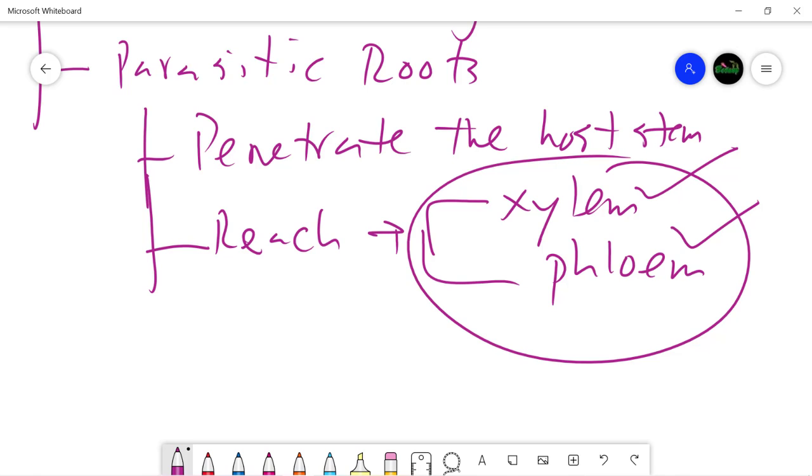And these roots are absorptive in nature. They also provide support because they fasten the parasite to the host stem, and help it in sending out more branches and colonizing the host plant. And these roots, apart from giving support to the parasitic plant, are absorptive in nature, so they absorb nourishment, water, minerals and food from the host plant.